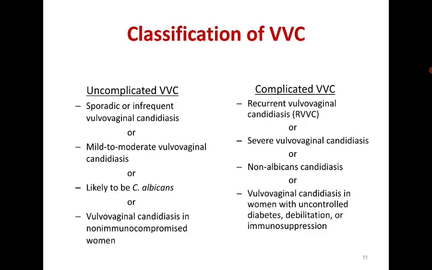The classification of vulvovaginal candidiasis: it could be uncomplicated vulvovaginal candidiasis, or complicated vulvovaginal candidiasis. Uncomplicated is usually sporadic or infrequent, mild to moderate VVC, likely to be due to Candida albicans, and usually occurs in non-immunocompromised patients. Those who are immunocompromised have complicated VVC, recurrent vulvovaginal candidiasis. These are usually recurrent, the severe type of VVC, usually caused by non-albicans candida.